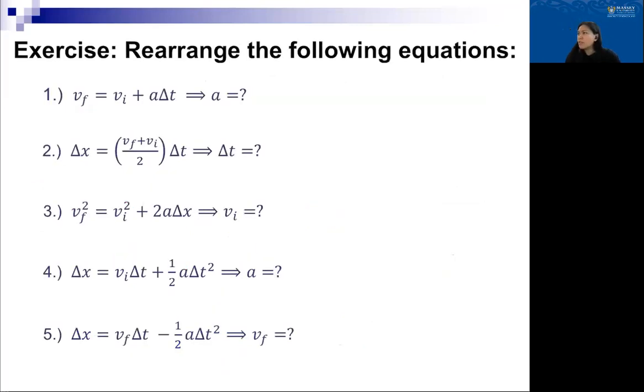With the remaining time that we have, about 30 minutes left, try to rearrange the following equations. Say in the first equation, Vf equals Vi plus a delta t. You want to isolate a, rearranging the equation so that you have a equals something. And so on. Try rearranging these equations by yourselves first, and maybe we'll look at some of the rearranging later on.